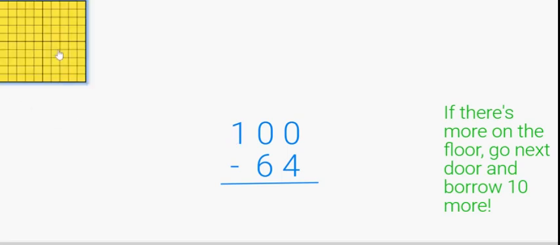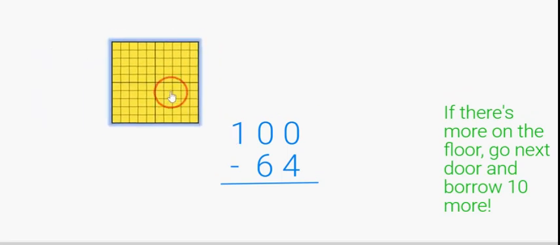We always start on the right side of our problem. So my first numbers are in my ones place. I have 0, take away 4. I can't do that. So if there's more on the floor, I have to go next door and borrow 10 more. But there's a 0 next door, so I can't borrow anything from 0. So I got to keep walking down the street to get to the hundreds house. And when I'm at the hundreds house, they have something there. So they have 100. Well, look at that big 100.